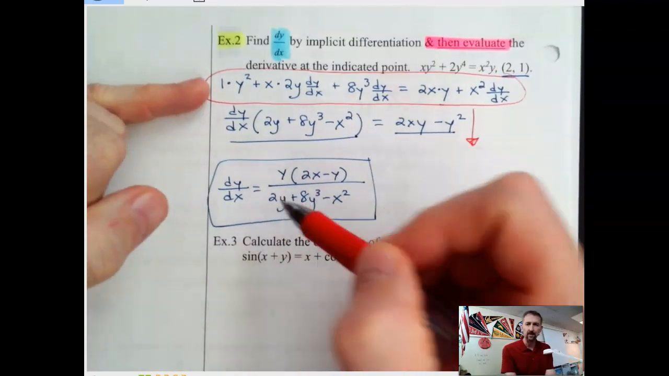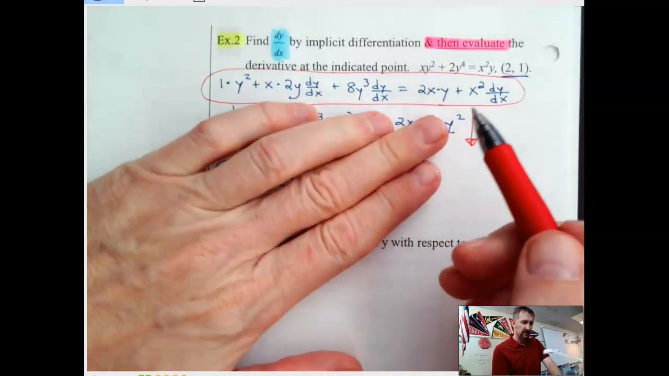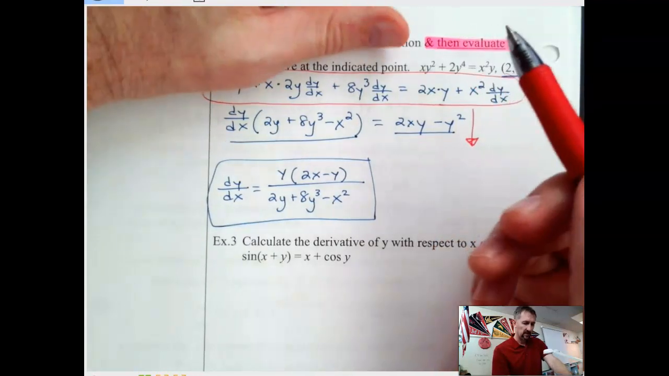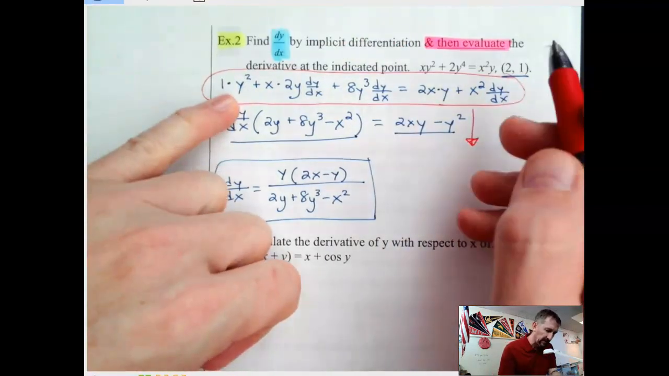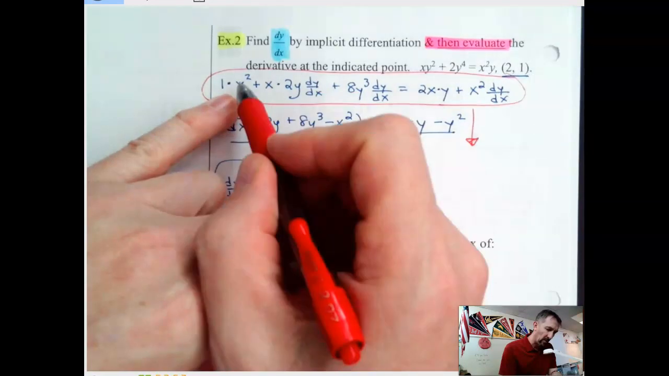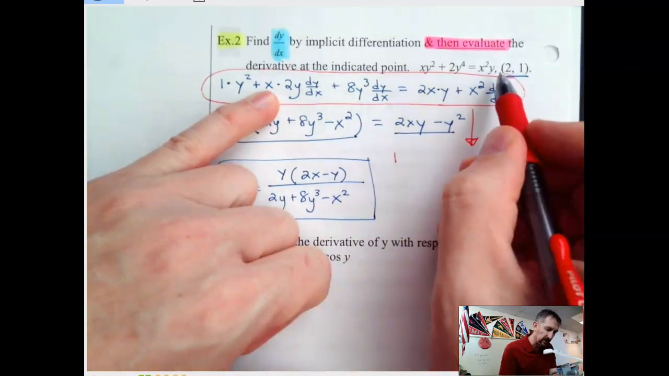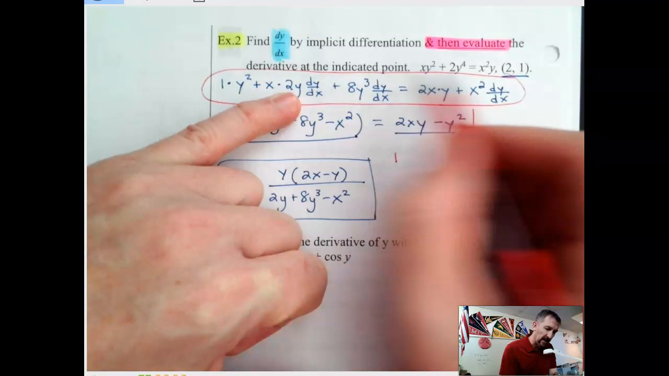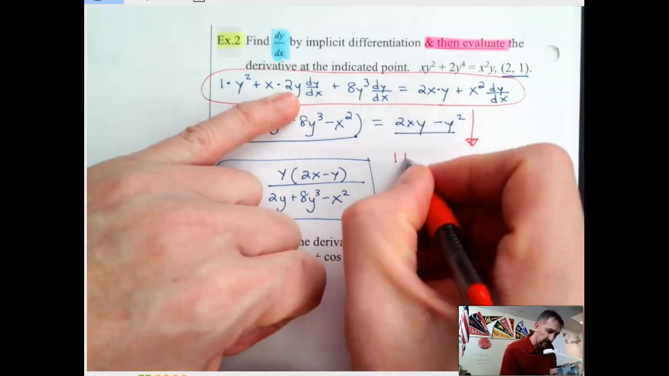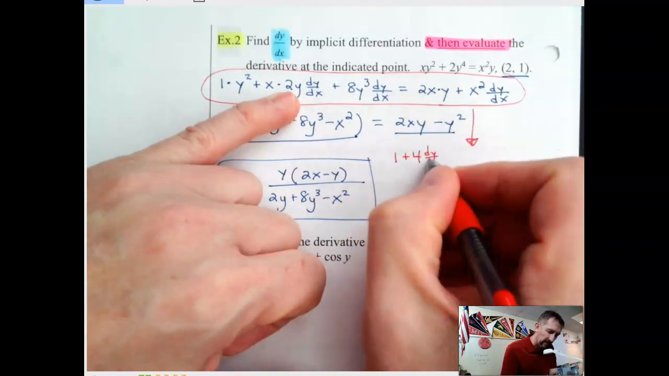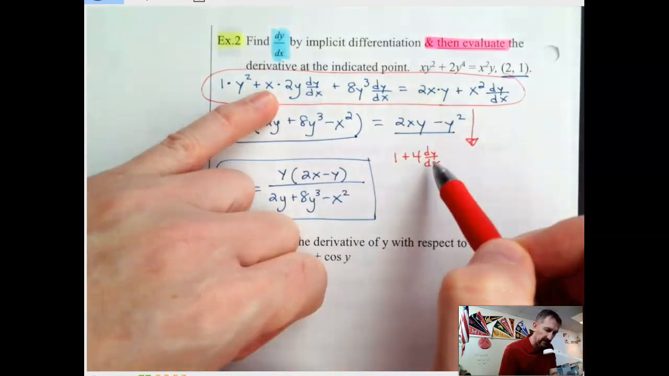So now, because we have simplified this down here, we could plug 2 and 1 in here and just get the answer. But I'm emphasizing to you that if it just said evaluate dy dx at this point, then we could have plugged our numbers in earlier. So if we plug 1 in for y, 1 squared is 1 times 1, so that's going to be 1. And then I have x is 2, so 2 times 2 is 4, times y was 1, so 4, and then dy dx. So 2 times 2 times 1 is 4, and then I have dy dx right there.